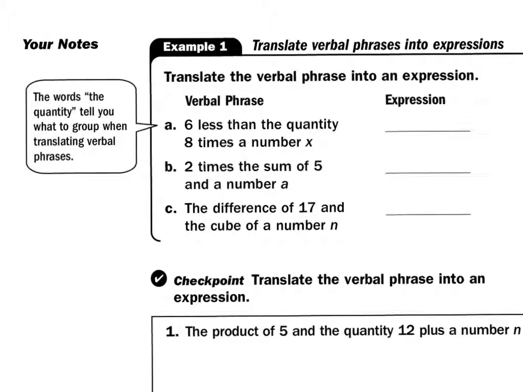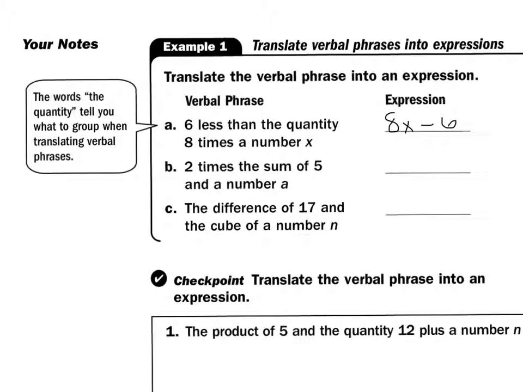So in this case, we have 6 less than the quantity 8 times the number x. Okay, that's going to be 8 times the quantity x is going to be written as 8x. So we write 8x, and it's 6 less than that, so it's 8x minus 6. If you look at some of the examples from the previous slide, that can help you get things in the right order. And then you have these examples also to help you put things in the correct order.